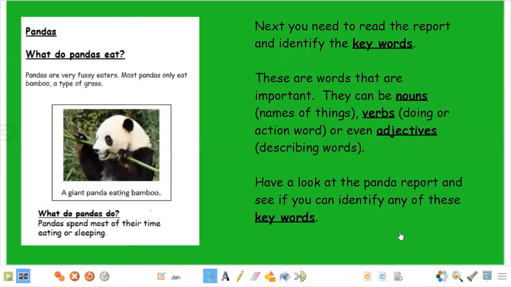What do pandas eat and what do pandas do? So keywords can be things like nouns. So those are names of things. Table, chair, window are all nouns. They are names of real things, names of concrete things. You can have nouns as well being abstract, like thoughts, which is something that you can't really see or touch, but you know is a thing.